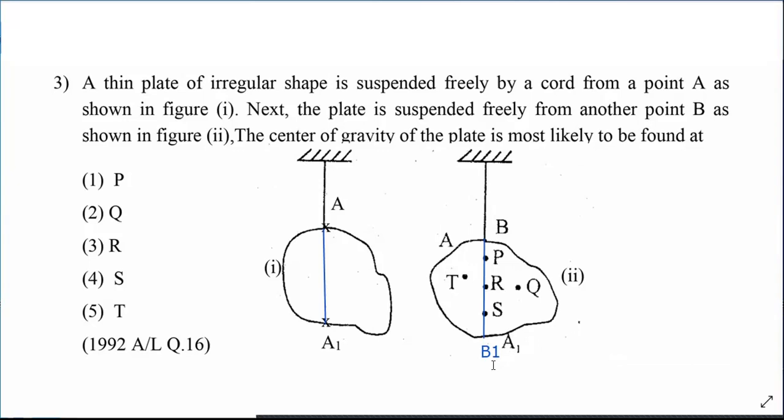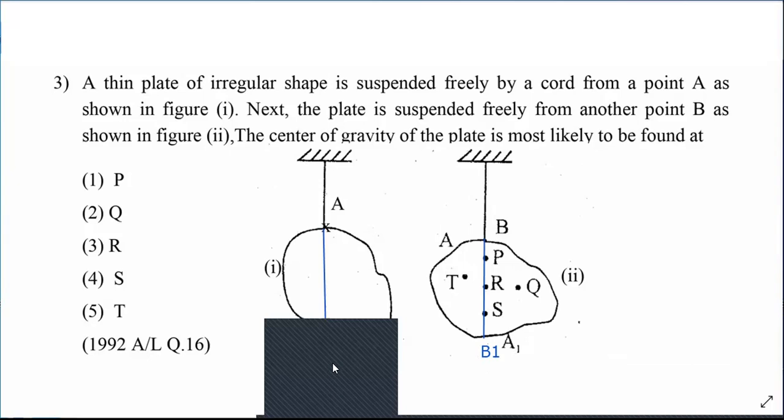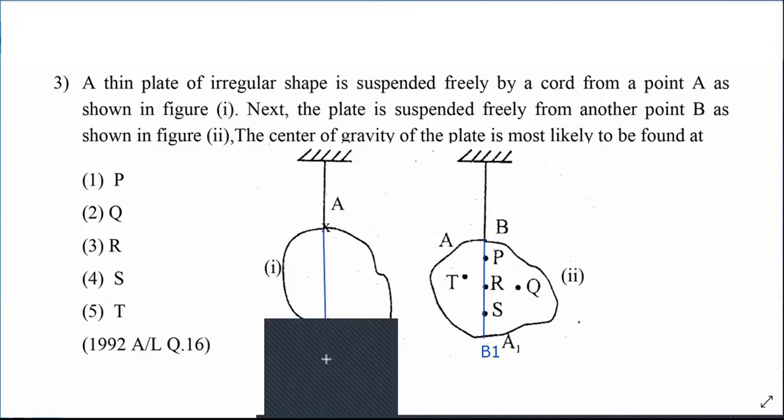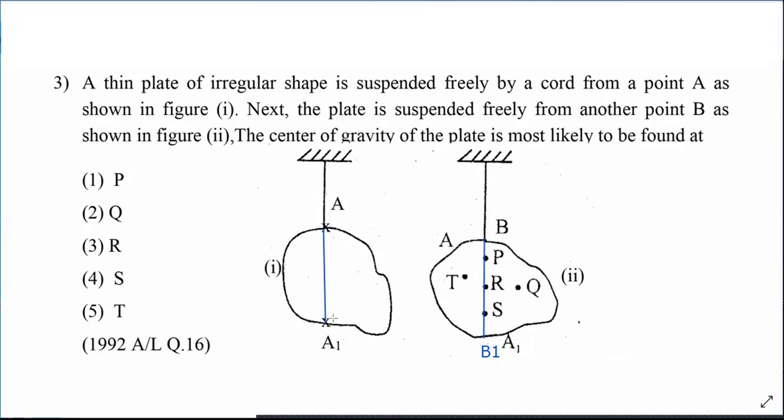Then, finally, where should the center of gravity be? According to the first figure, the center of gravity should be on the A1 line. According to the second figure, it should be on the B1 line. So the center of gravity is the point where the 2 straight lines meet each other. So what is that point there? R, sir. The nearest point, we should select the nearest point. So R is the center of gravity, right?